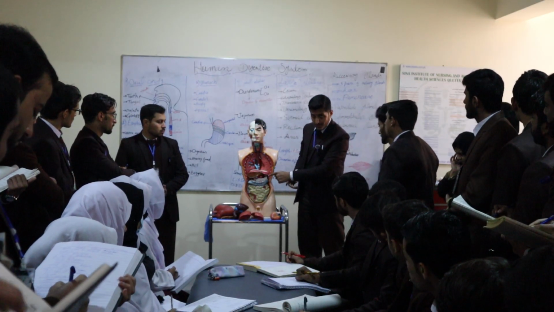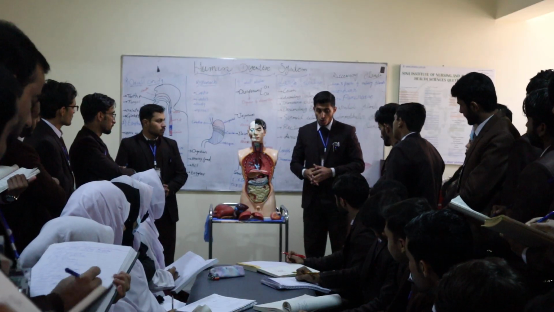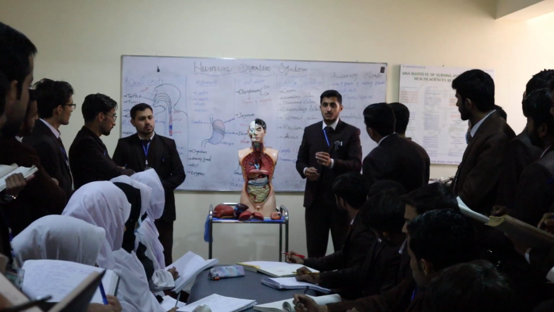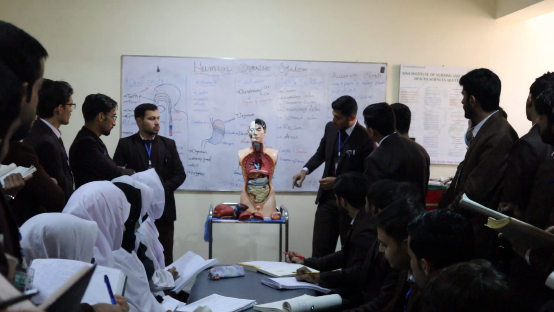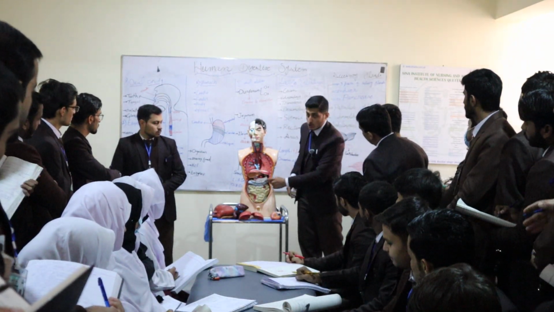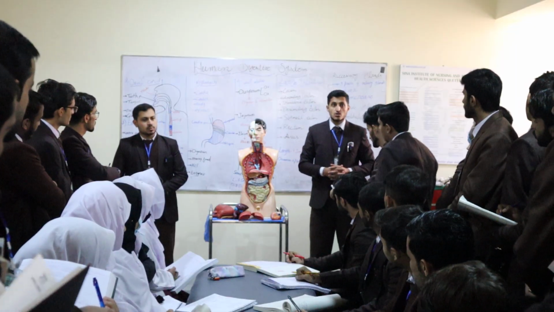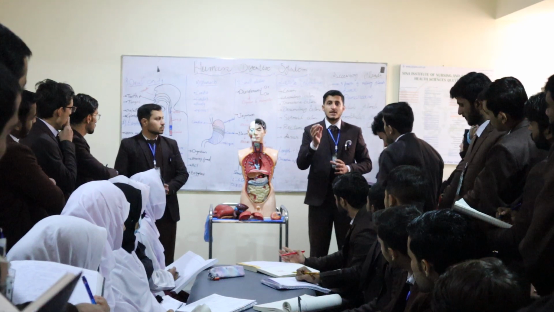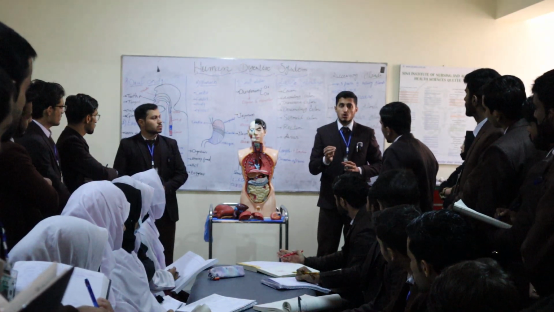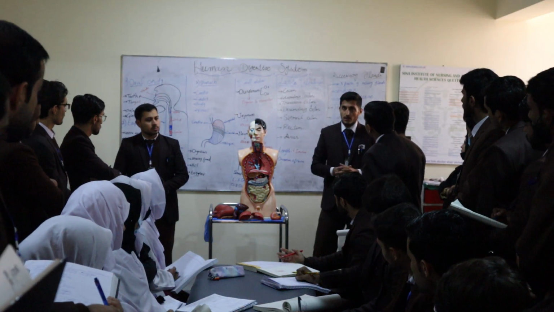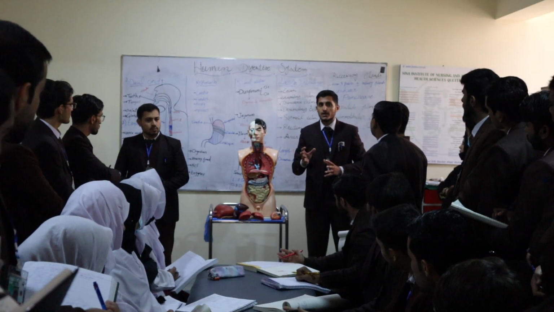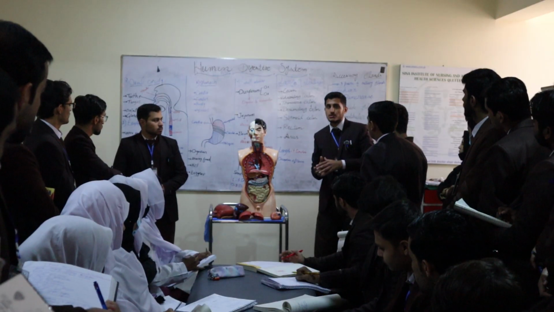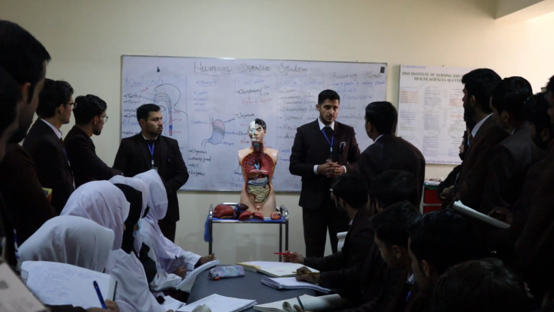Then when the common bile duct and pancreatic duct join, another duct is formed called the hepatopancreatic ampulla. This hepatopancreatic ampulla enters into the part of the small intestine called the duodenum. There is a sphincter present at the end of the hepatopancreatic ampulla, called the sphincter of Oddi. When this sphincter becomes relaxed, all secretions enter into the duodenum part of the small intestine.